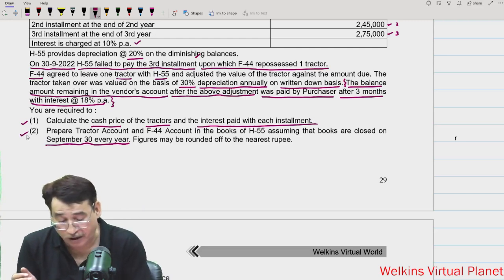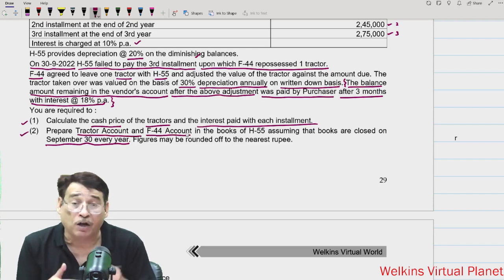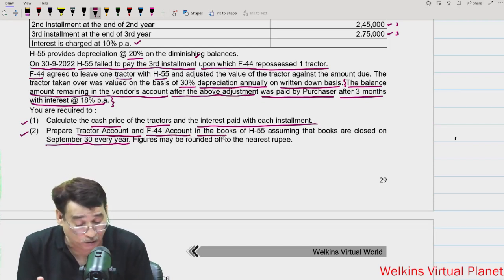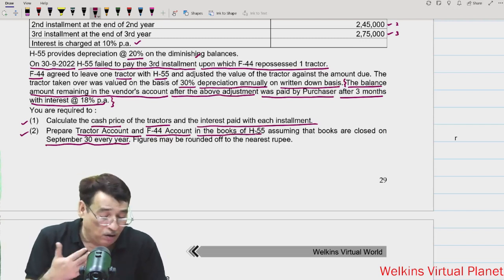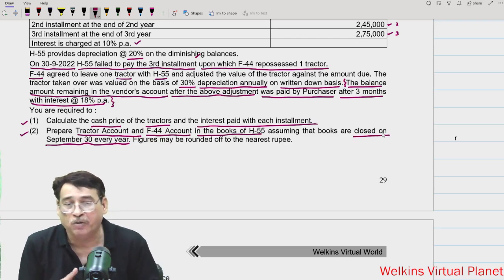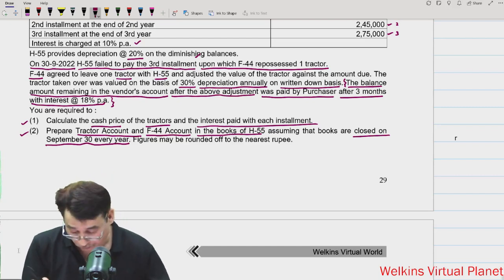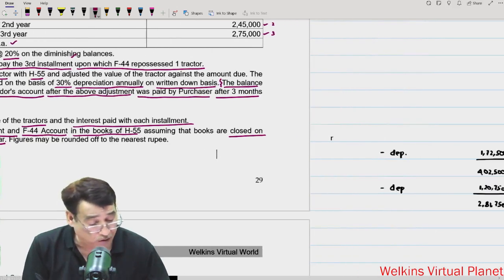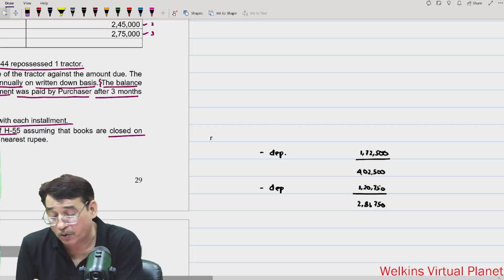And the second point in this particular question states that we are supposed to prepare the asset account, the tractor account, and the F44 account, that is the hire vendor account, in the books of H55. I've already told you so many times that generally only these things are asked in the examination. And further, this is the important line: assuming that books are closed on 30th of September every year. Now, I would love you to actually write the solution, which I am going to do before you. Is it clear to you? It is important that you write the solution also.